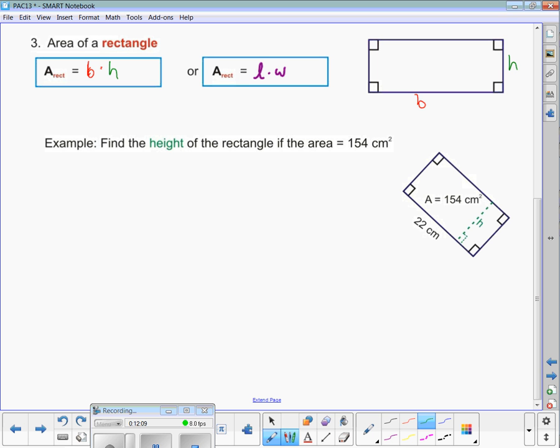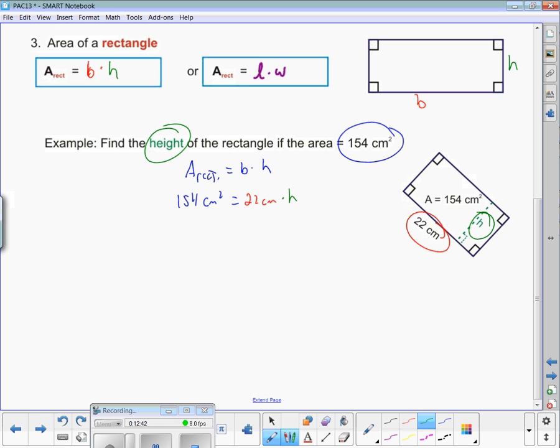Now in this example, we have a little bit different scenario. We want to find the height of the rectangle. We're going to start the same way. We're going to start with our formula, area of a rectangle, RECT. All right? And I'm going to use base times height. Now it told me the total area, 154 centimeters squared. What would you put in for the base? Well, there's only one number, right? 22 centimeters. And that's going to be times the height, the value we're trying to find, right?